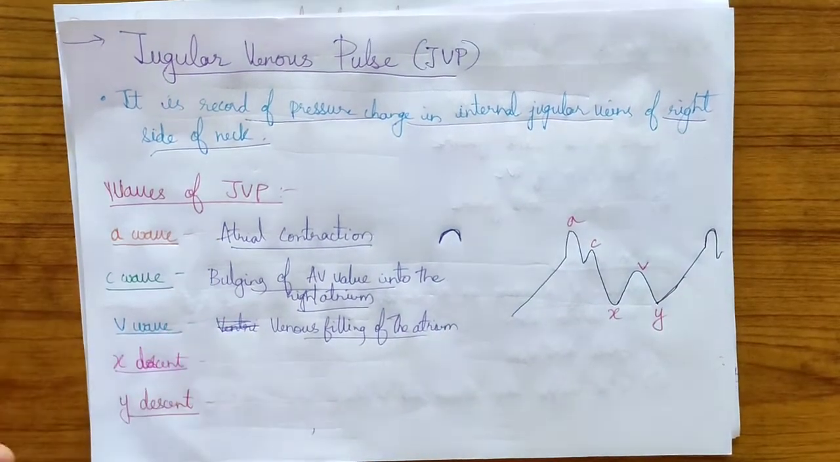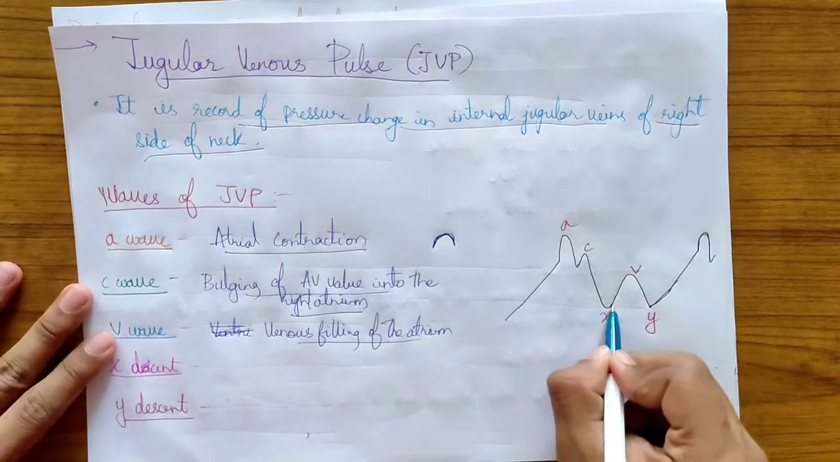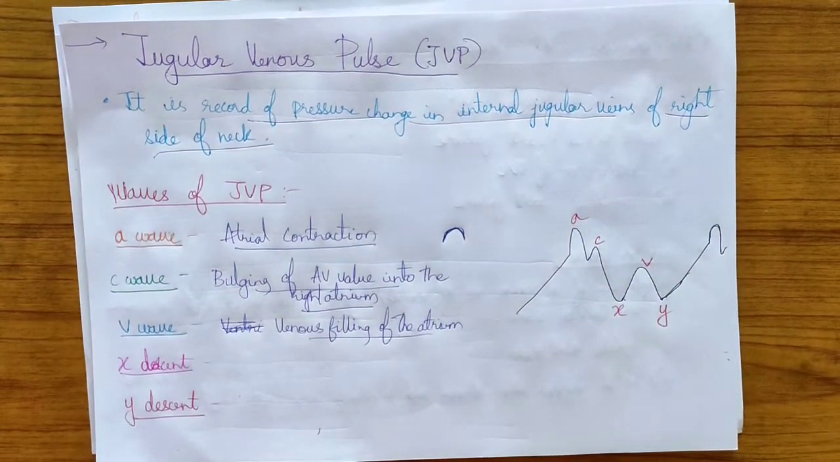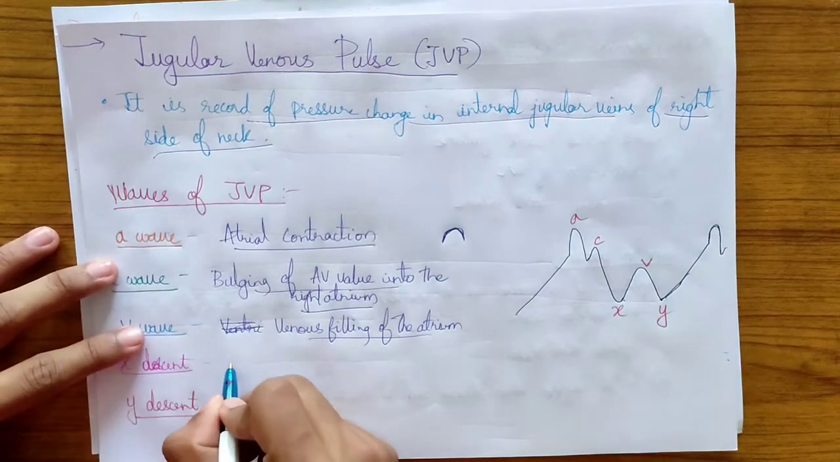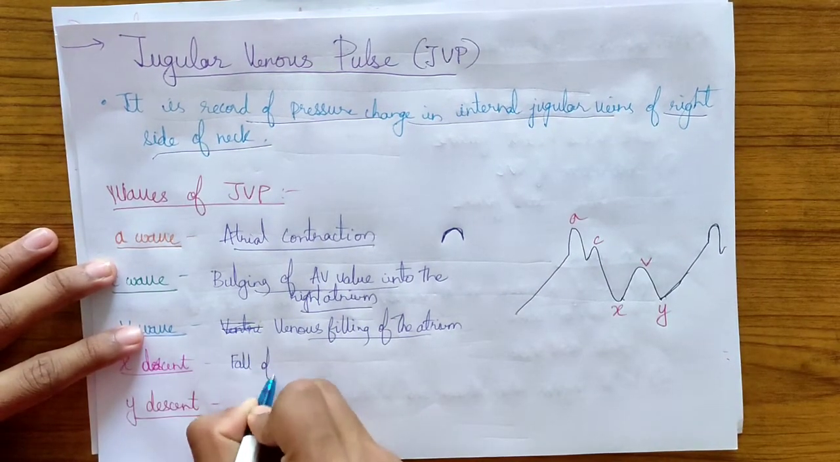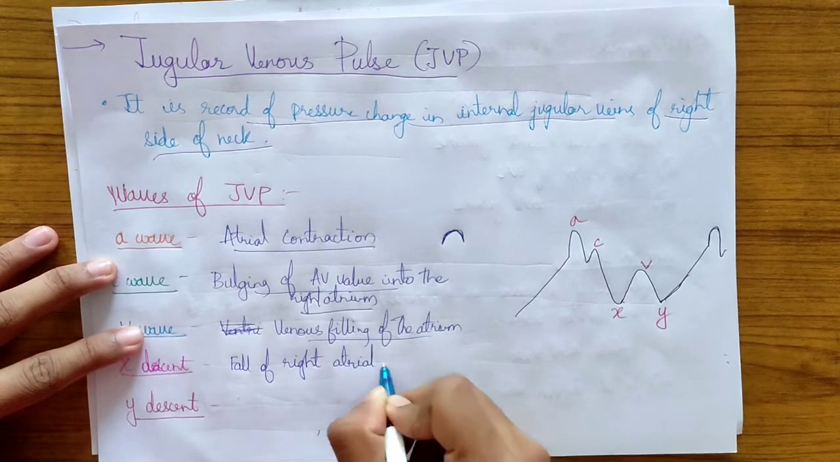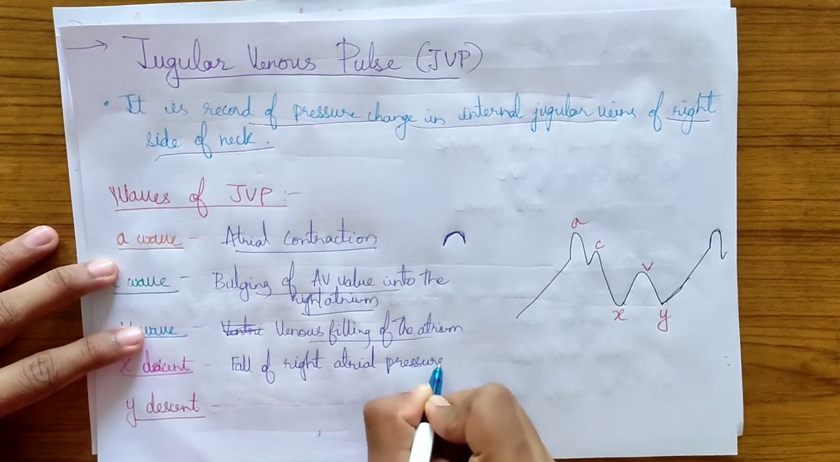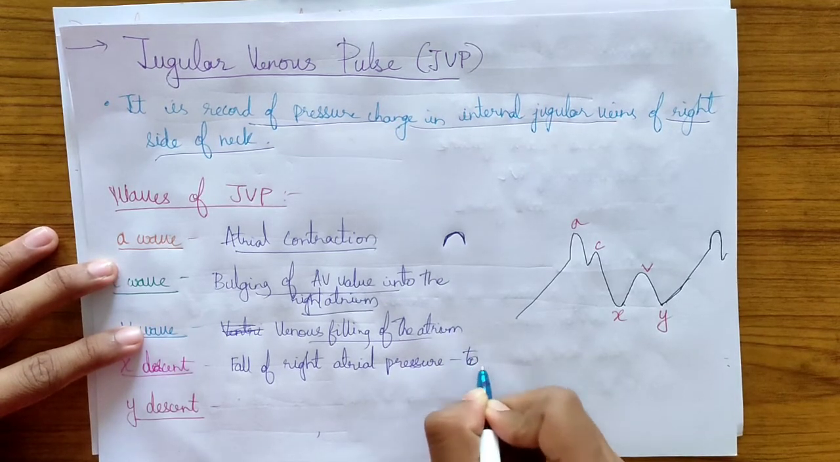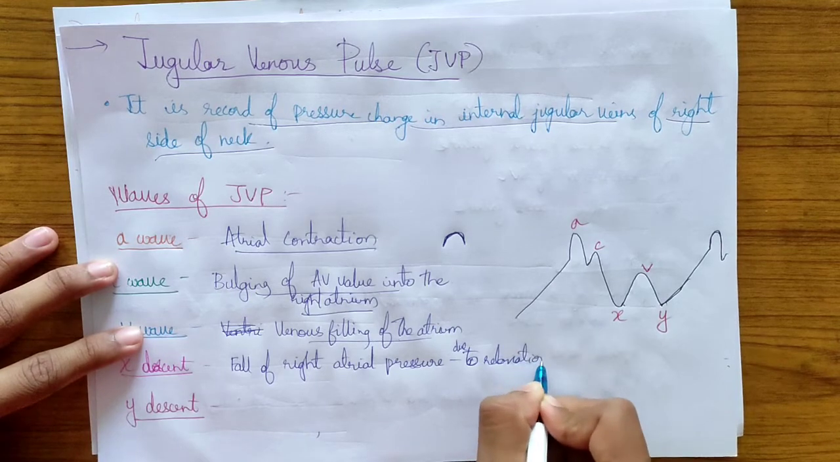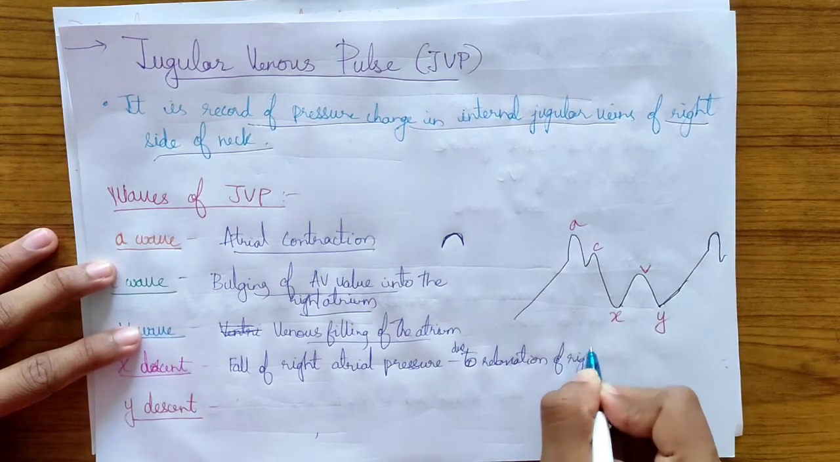So there are two descents also, that are the X descent and the Y descent. So why does this X descent happen? It happens due to the fall of the right atrial pressure due to the relaxation of the right atrium.